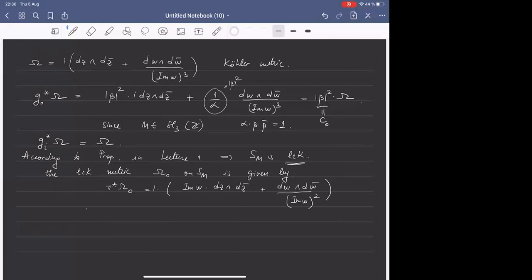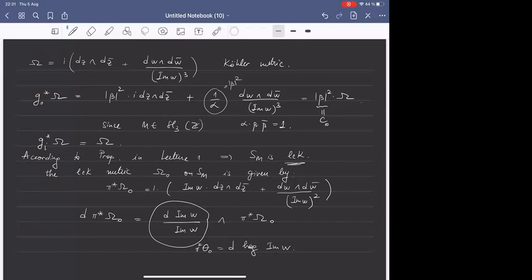So the differential of this form on C times H is the differential of the imaginary part of W over the imaginary part of W wedge the form. So this is the leaf form. This is the pullback of theta zero. And this is exactly the differential of the log of the imaginary part of W. Okay, so now we see explicitly what is happening on SM. Everything is very clear.